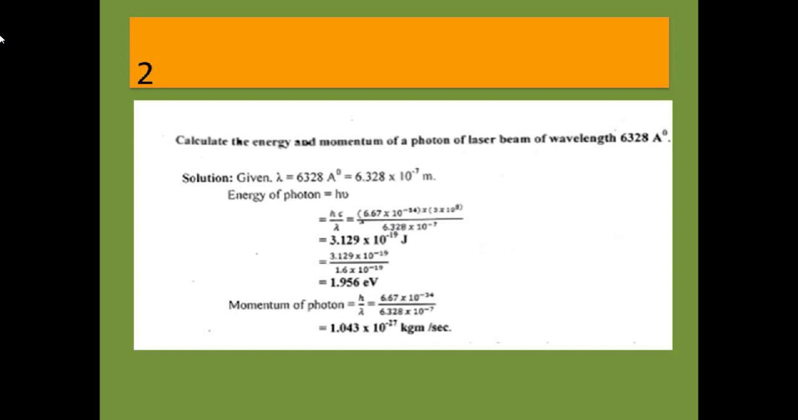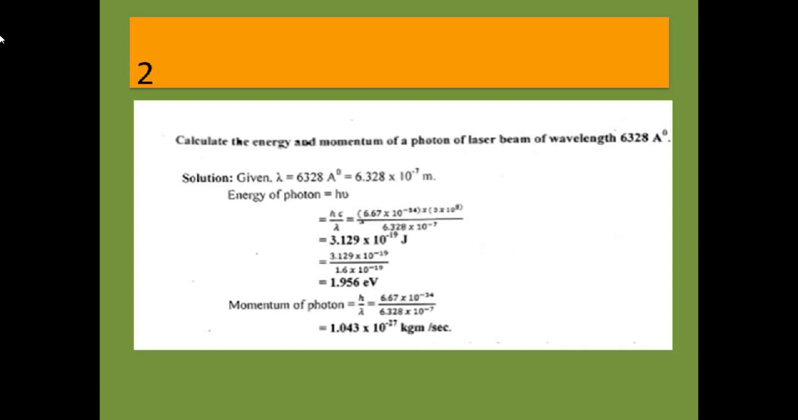Now we know that Planck's constant h is 6.67 into 10 to the power minus 34, into 3 into 10 to the power 8, upon lambda, which is 6.328 into 10 to the power minus 7. When you solve, you will get 3.129 into 10 to the power minus 19 joules. But the answer we always write in terms of electron volt, so we need to convert joules into electron volt. That is 3.129 into 10 to the power minus 19 divided by 1.6 into 10 to the power minus 19, and it will give you 1.956 electron volt.